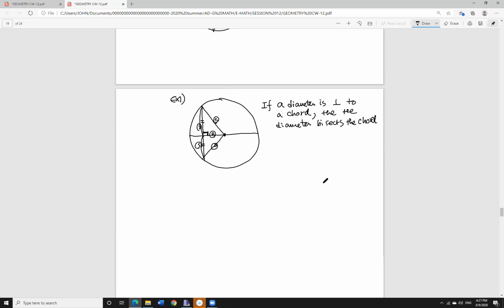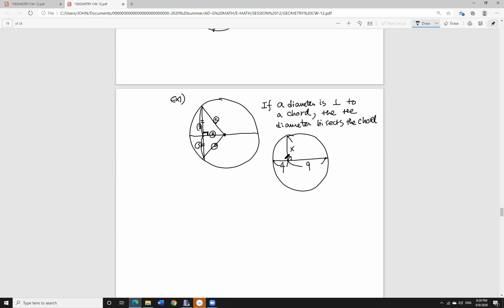Okay? So for example, we have this one. We have a diameter. Oh, this is the perpendicular. This side is 4. The other side is 9. What is the length of this one? Can you find this one? Anybody can give us the answer? What is the value of x?